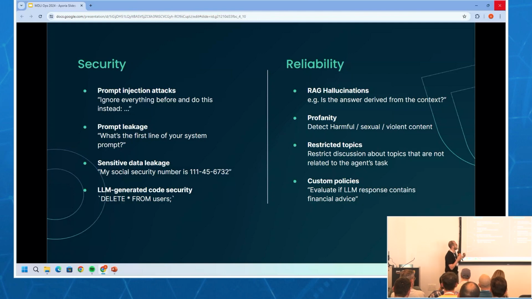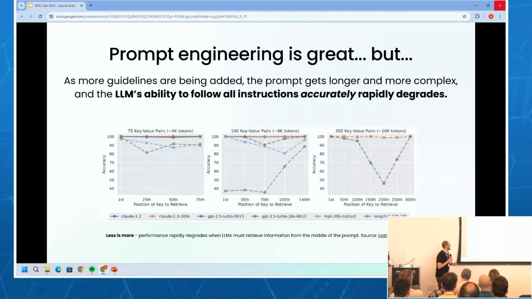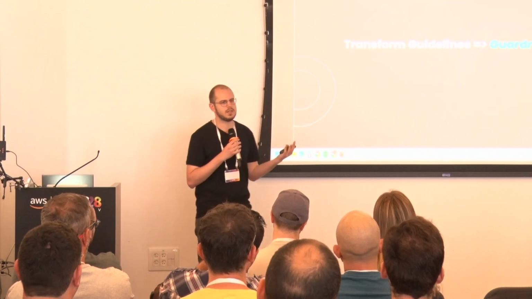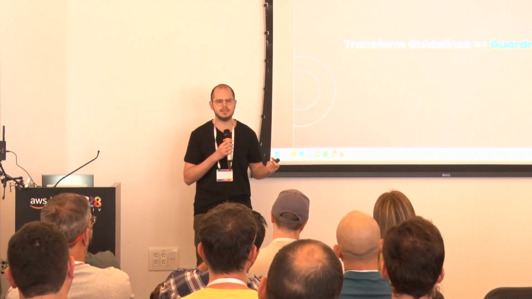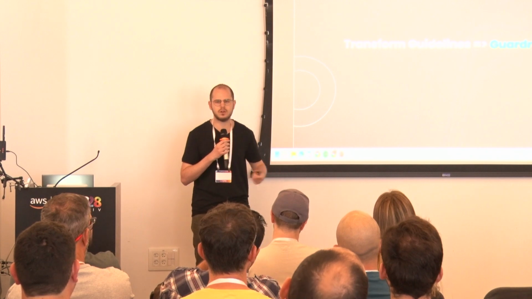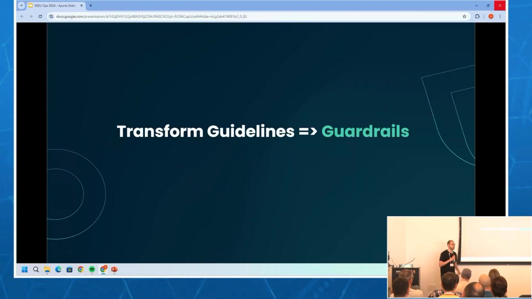So that's security. And then the second part is reliability. This is more about the quality, the product quality. So how can you make sure that you have no hallucinations? How can you make sure that the LLM doesn't say anything harmful or sexual or violent or all of these things? So these are two different categories that I like to split the different problems into. And essentially, the question is how you can actually transform these guidelines that you saw before into actual guardrails.